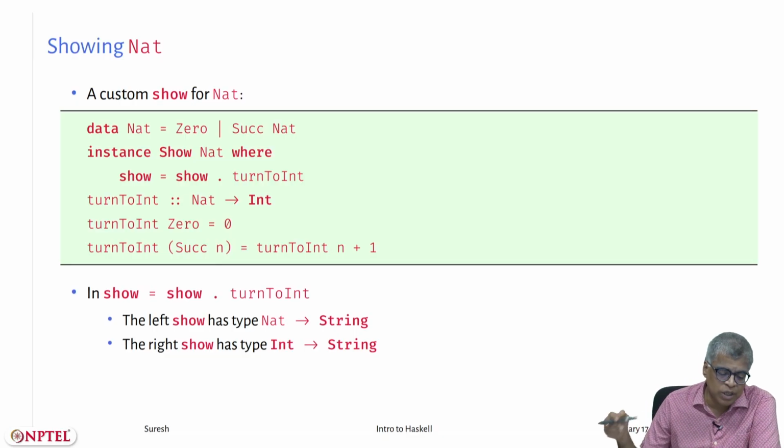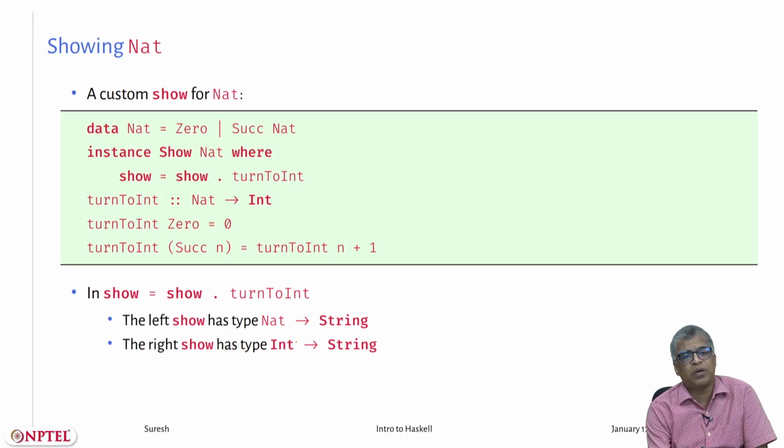Okay, so as I mentioned, in this show equals show dot turn to int, the left show has type nat arrow string, the right show has type int arrow string.